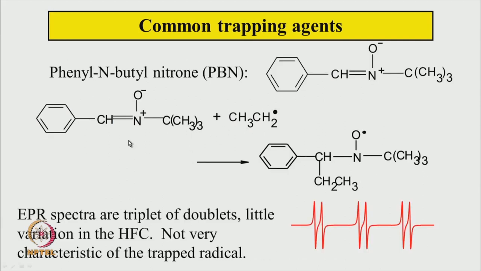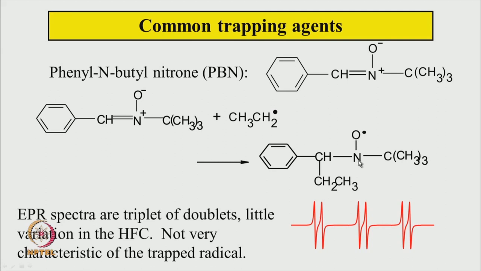One of the common trapping agents is this molecule called phenyl N-butyl nitrone, or PBN. It is similar to this, so the phenyl group is here. Here is an example. If an ethyl radical comes and attacks here, then the radical that forms is an NO dot.